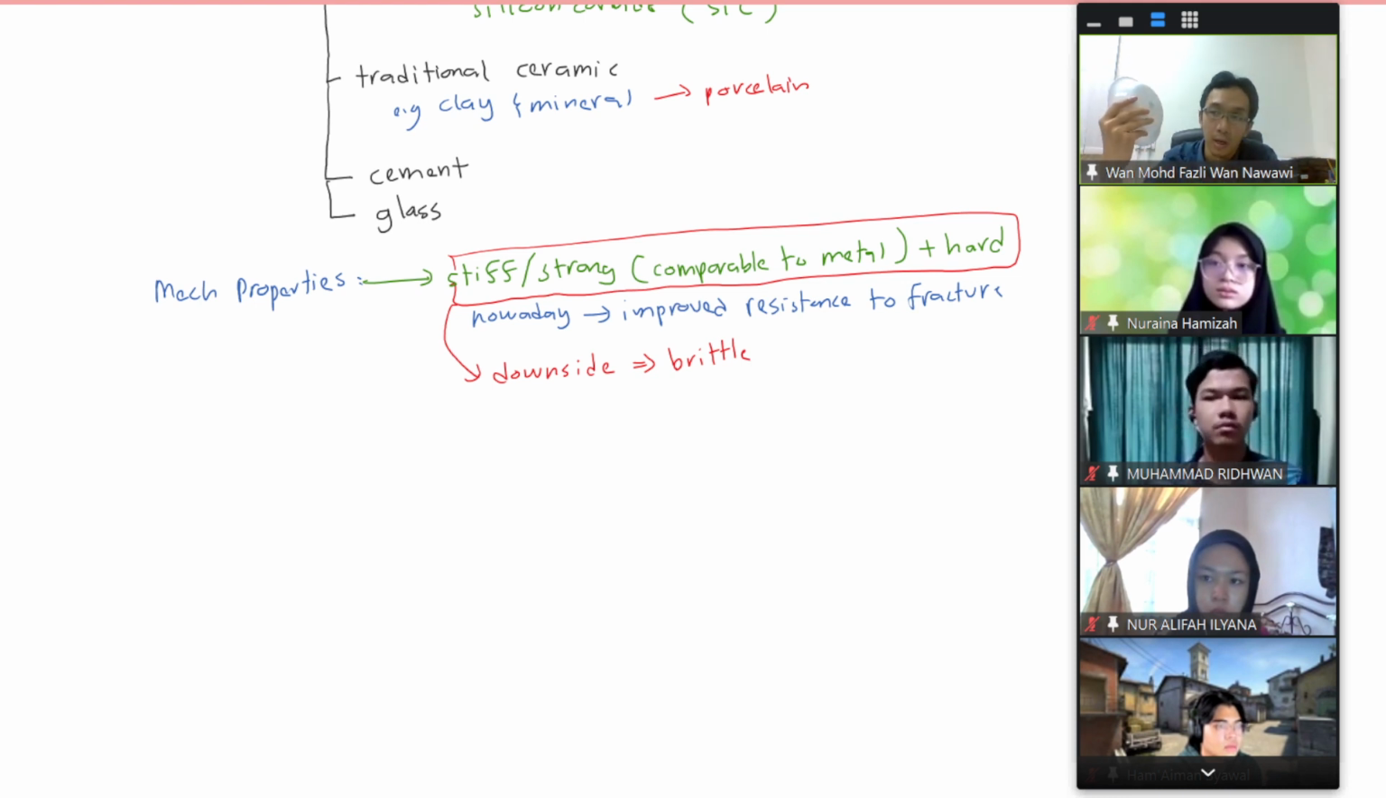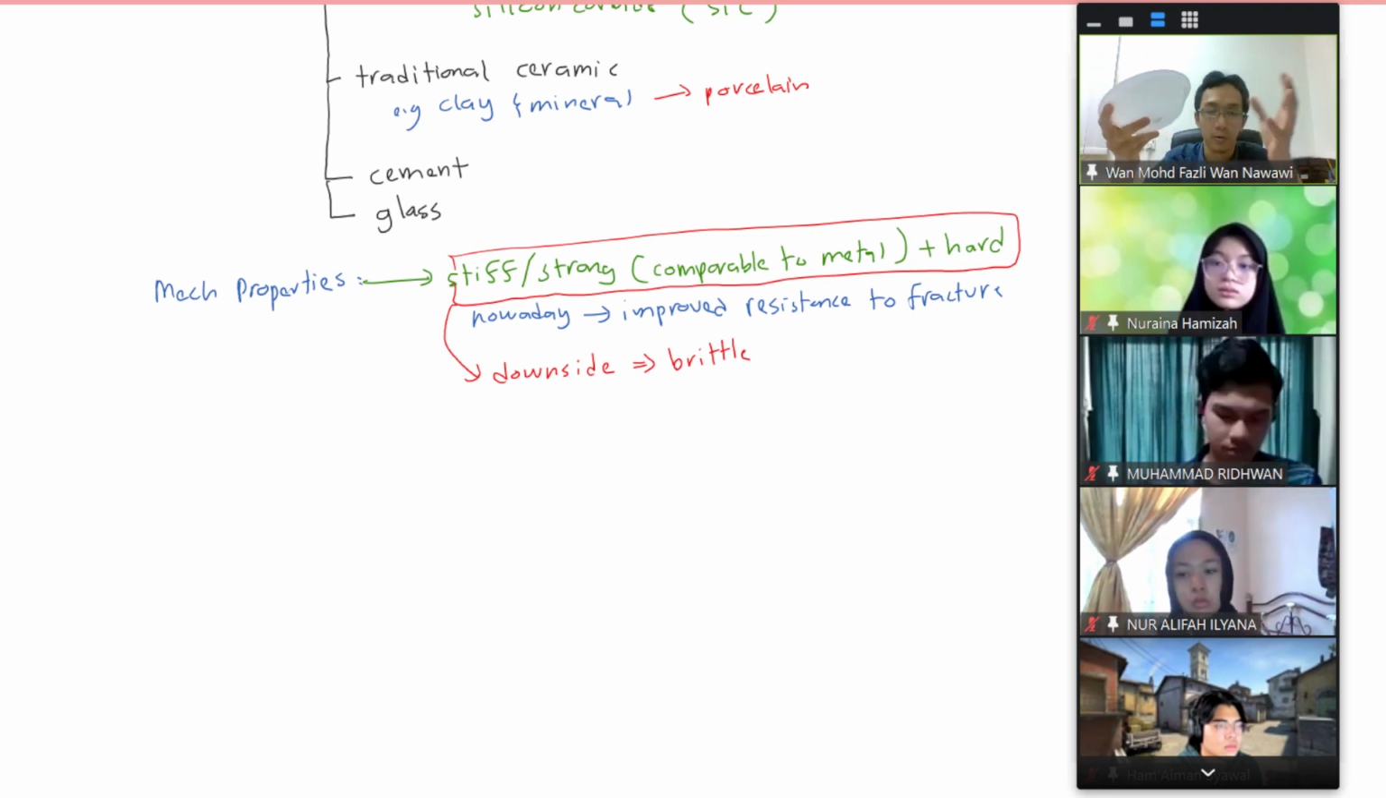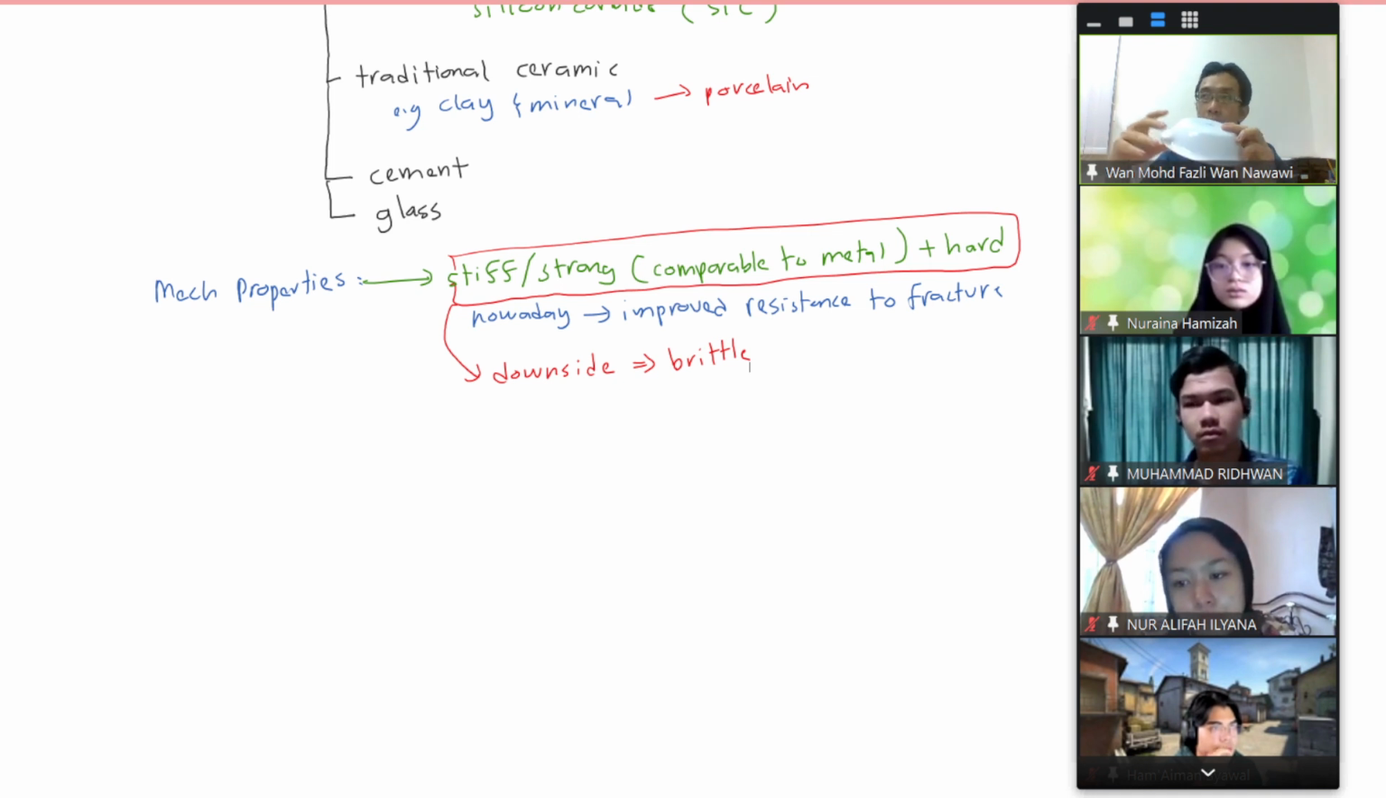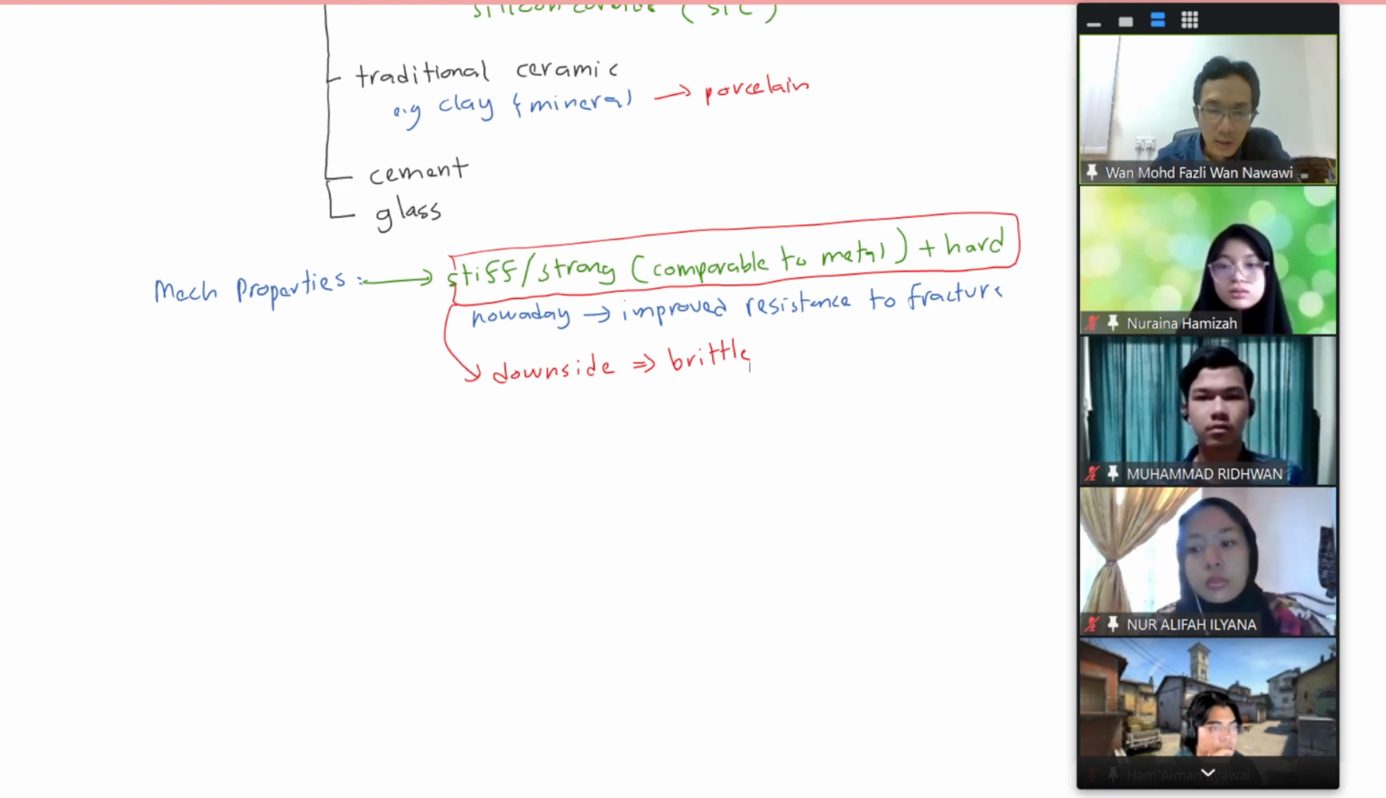I mean, a normal plate, when you hit it here and there, it will crack easily. But this takes more resistance to crack, and of course when you drop it down like that, it will break also. But at least it's more resistant than before. To show you, one of the properties of ceramic is that it's very brittle.